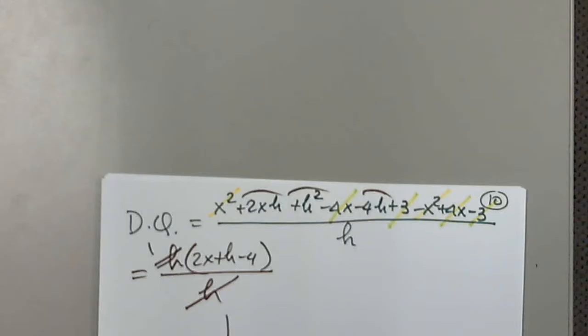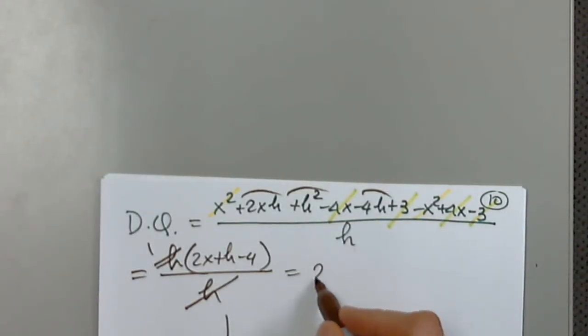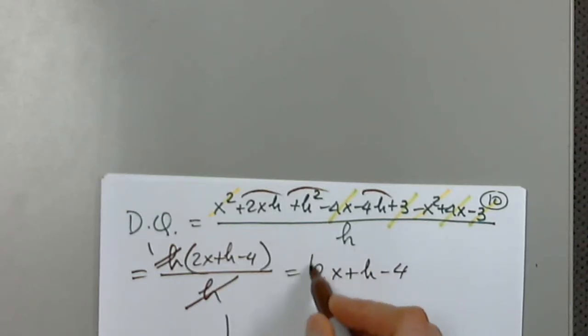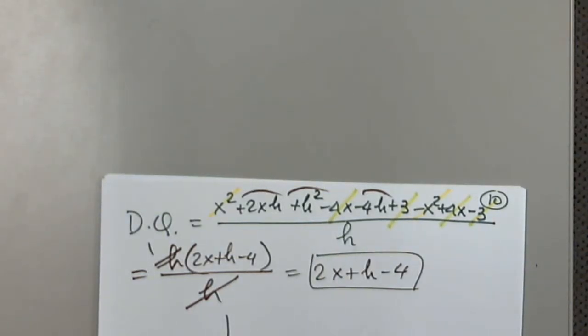So then, what is the simplified form? 2x plus h minus 4. Yes. That is the simplified form of the difference quotient for this function. That's it. Very important type of problem.